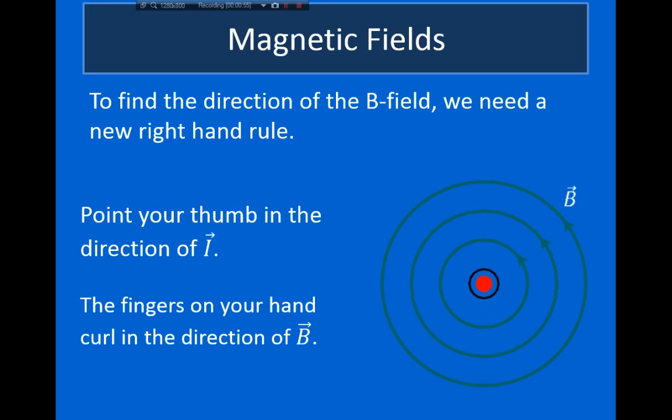And when you do this, the rest of the fingers in your hand will curl in the direction of the magnetic field. So, for example, in this figure here, we have current that's flowing out of the screen. So if I orient my right hand so that my thumb points directly away from the screen, then I can see that the fingers on my right hand are going to curl in this counterclockwise direction.